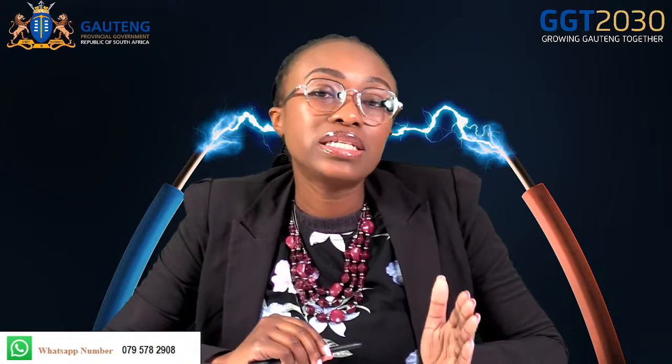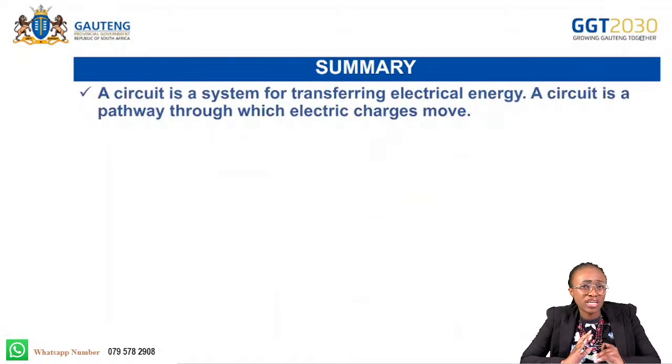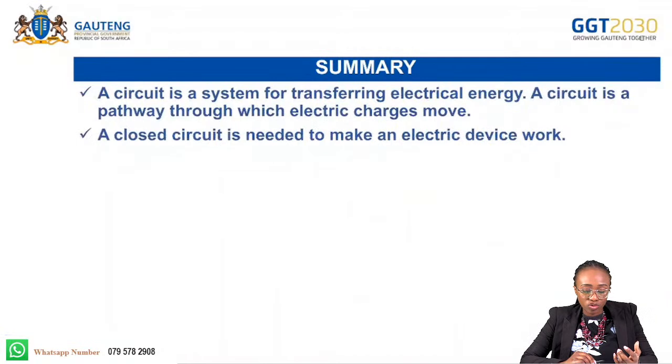Welcome back, learners. Now let's wrap up our lesson. What did we learn today? We learned that a circuit is a system for transferring electrical energy. We learned that energy can be transferred from chemical to electrical to sound, like in the example that we had in the question which was in the previous slide. Now, a circuit is also a pathway through which electric charges move. So it offers a great pathway for electric charges to move.